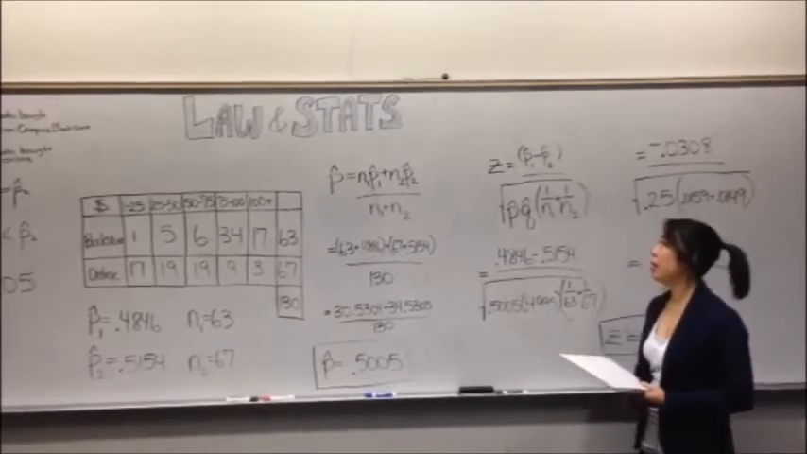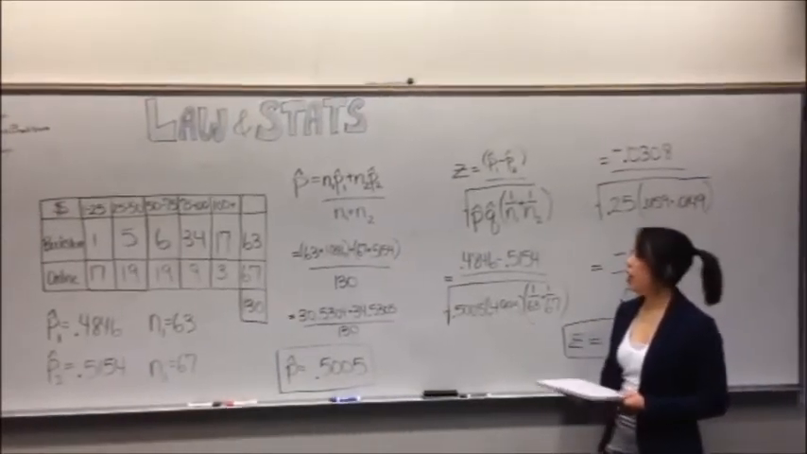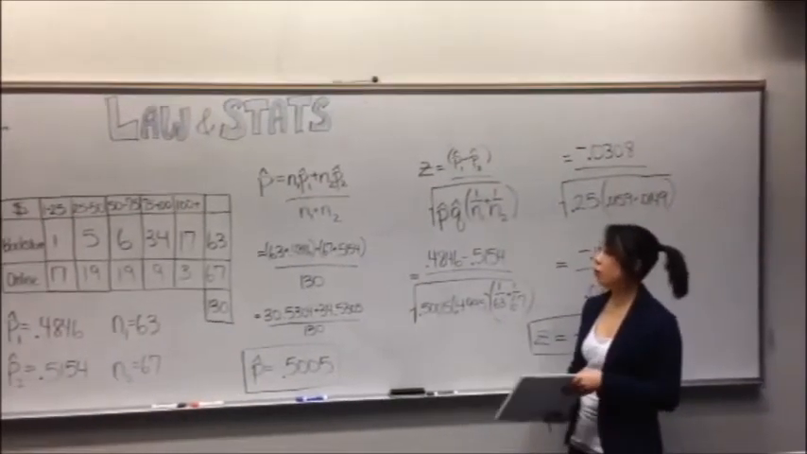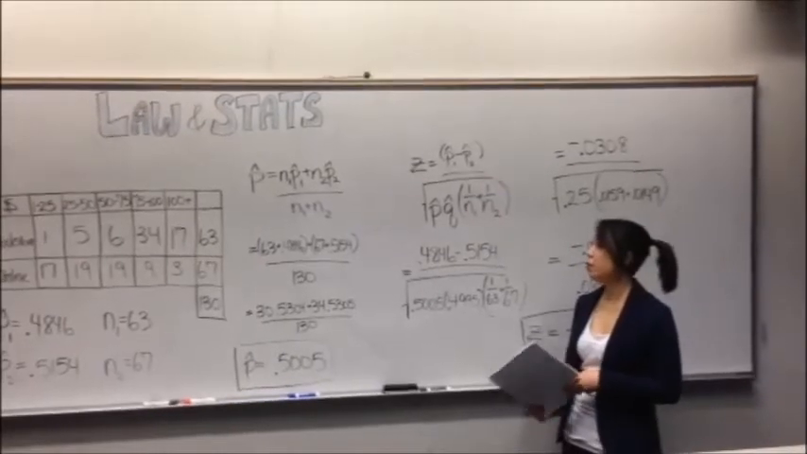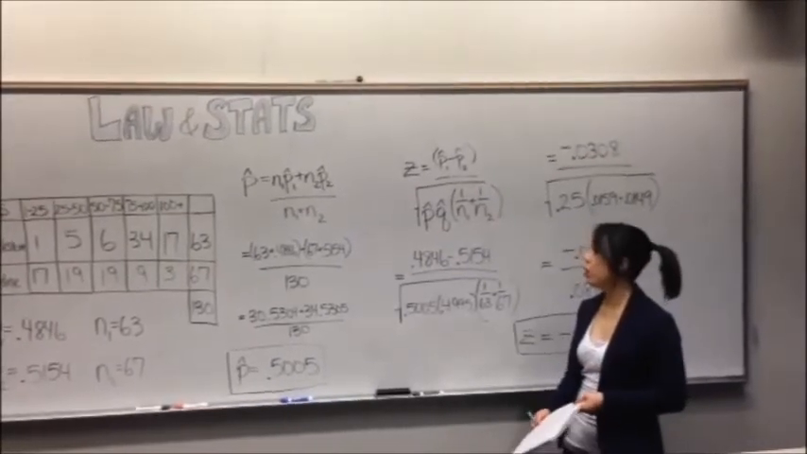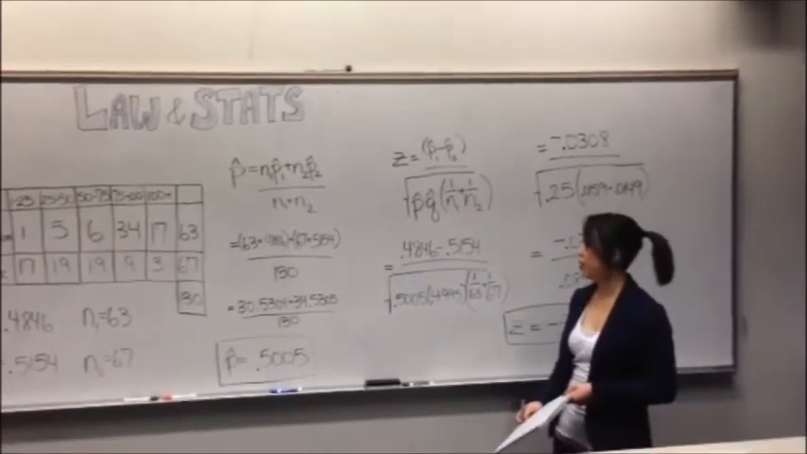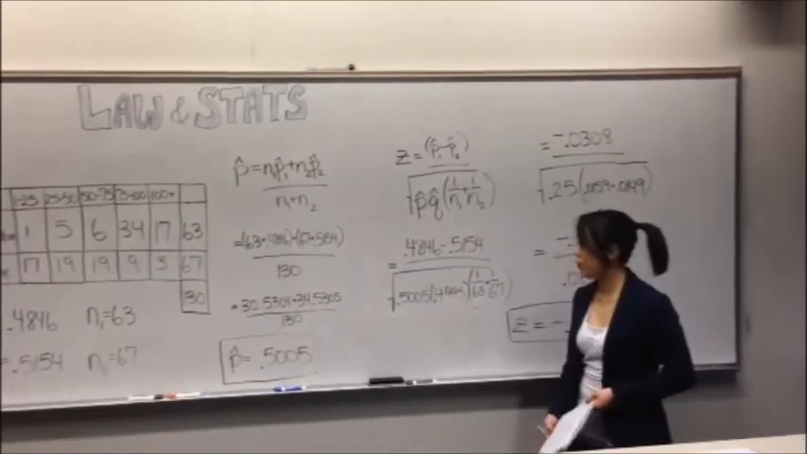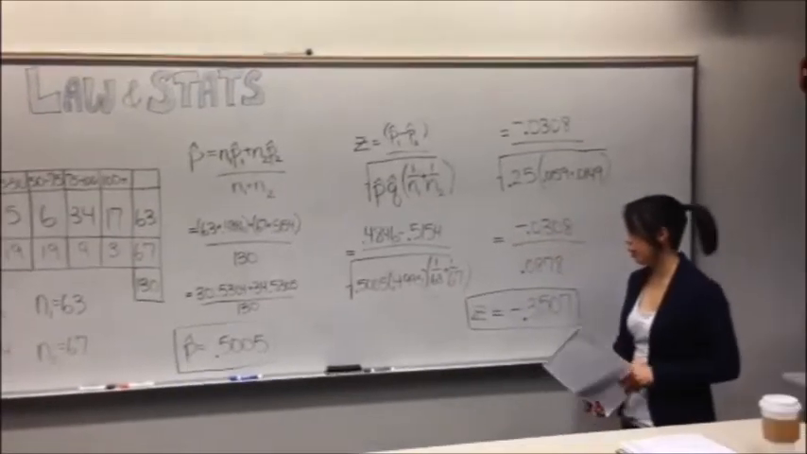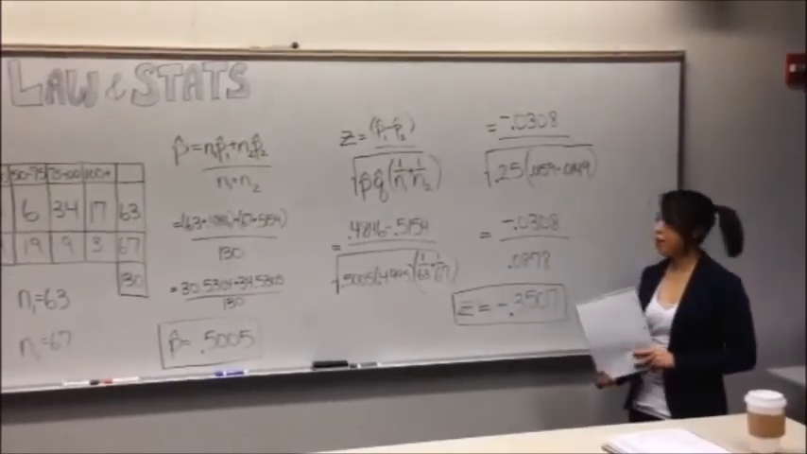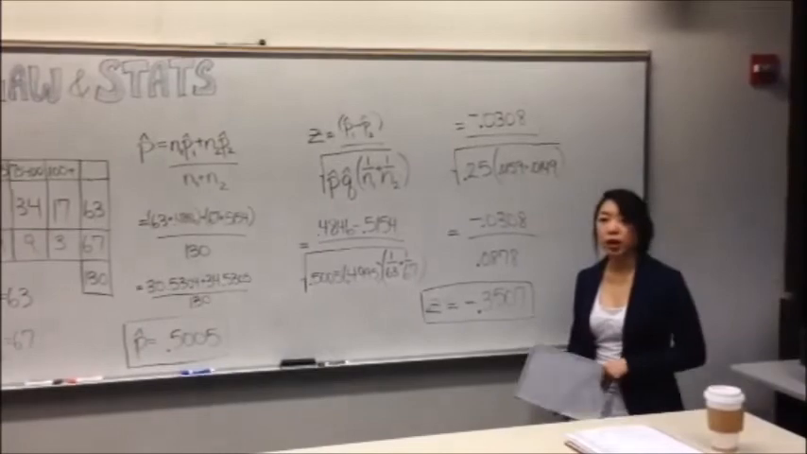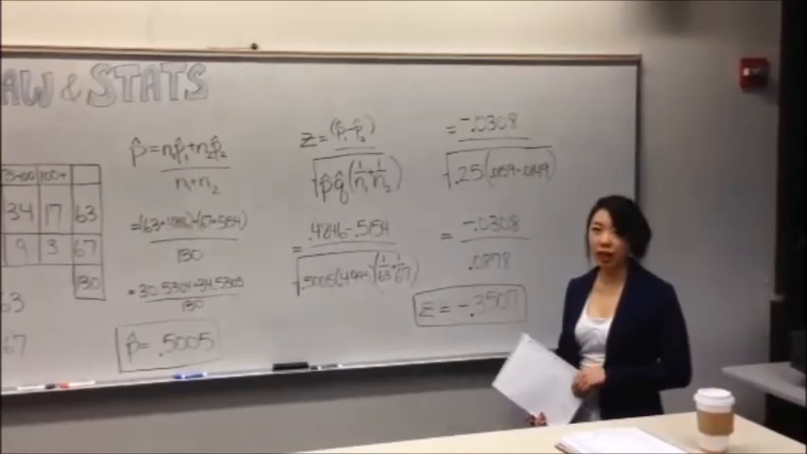So we'll take P hat 1 minus P hat 2, and then we'll divide that by the square root of P hat times Q hat times 1 over the first pool of suspects plus 1 over the second pool of suspects. And from that, we can determine the real perp is negative 0.3507. We'll send that over to the lab and see what Inspector Gao has to say.